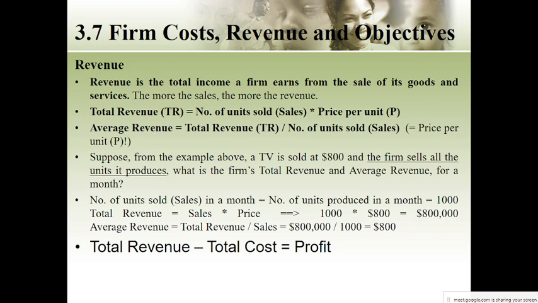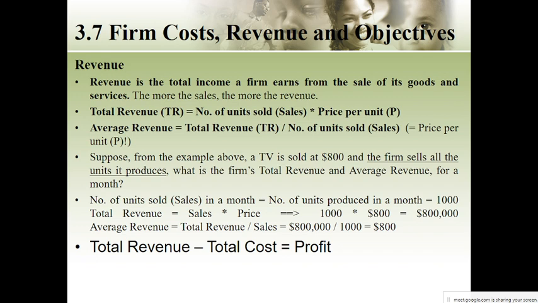Okay. Now let's find out the total revenue. The total revenue is sales multiplied by price. We have to sell 1000 TVs and each unit has a price. Look at the example. They said TV sold at $800. So what do you have to do? You just have to multiply 1000 with 800 and you will get 8 lakh.